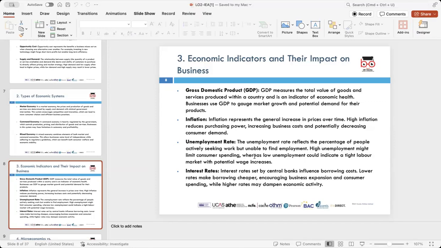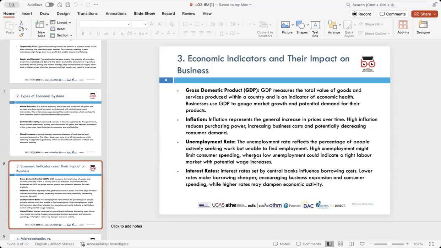Inflation. Another critical indicator is inflation, which refers to the rate at which prices increase over time. When inflation is high, the cost of raw materials, wages, and production rises, making it harder for businesses to maintain profitability. Consumers in turn reduce spending, which can slow down business growth. On the other hand, controlled inflation encourages businesses to invest and expand.